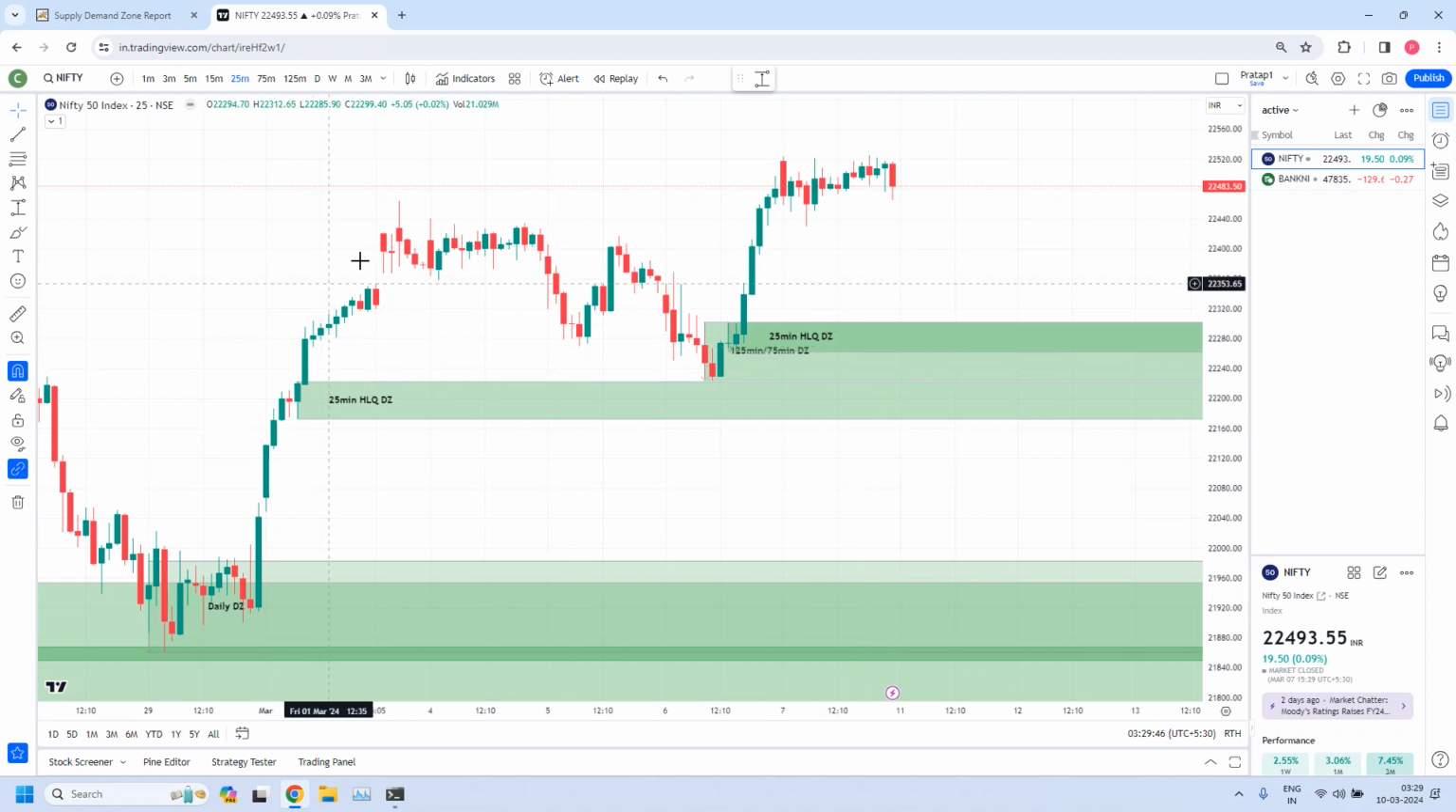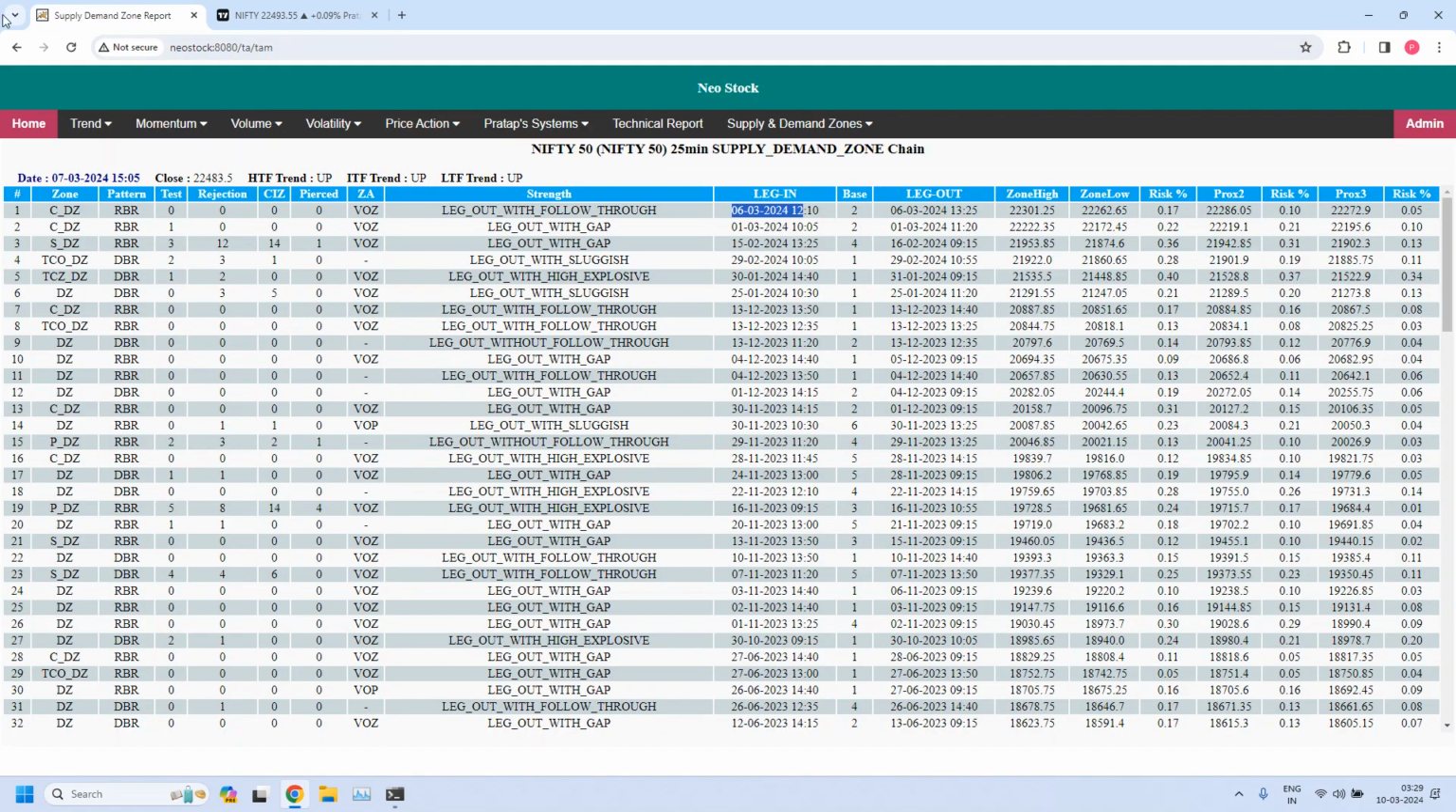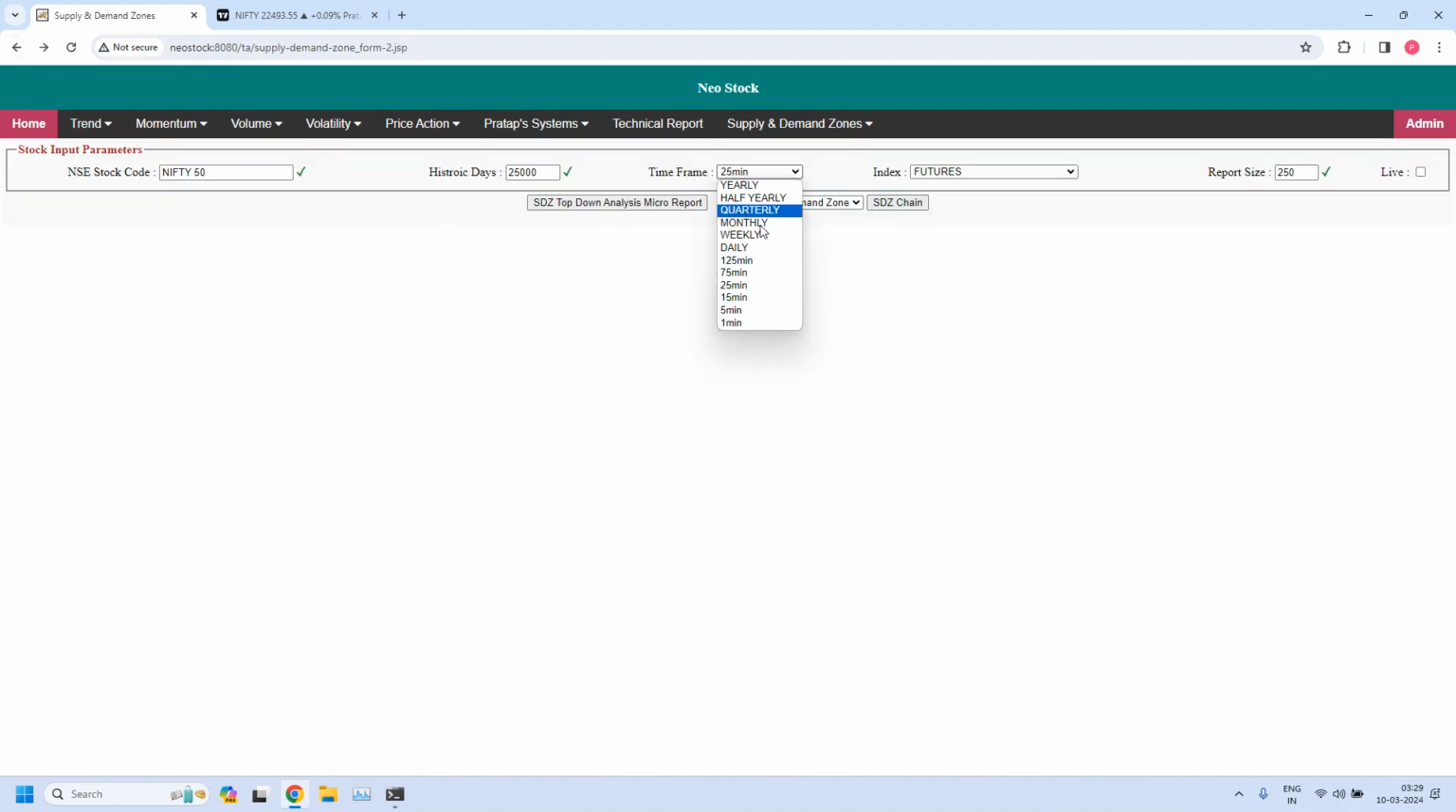Okay, now we will generate 15 minutes. So going back and changing the time frame to 15 minutes, and I am generating the supply demand zone chain.